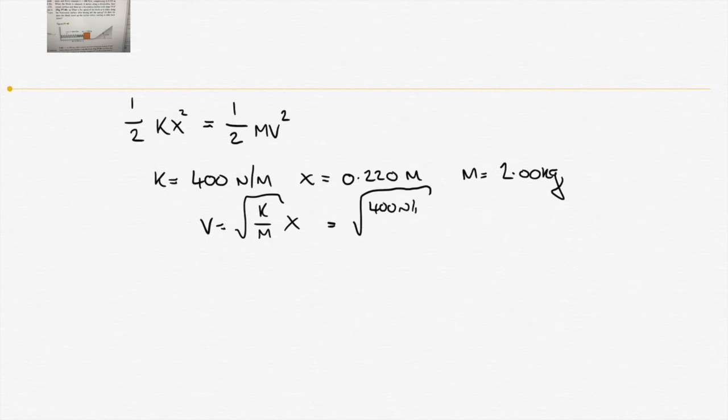over the mass, which is 2 kilos. And then we multiply that by the compression, or how much we're moving the spring from its equilibrium position, that's 0.22 meters, multiplied on the outside, and that gives us 3.11 meters per second. So when we convert that stored potential energy in the coiled spring into kinetic energy, and the block moves along the frictionless horizontal surface, it's going to do so with a velocity of 3.11 meters per second.